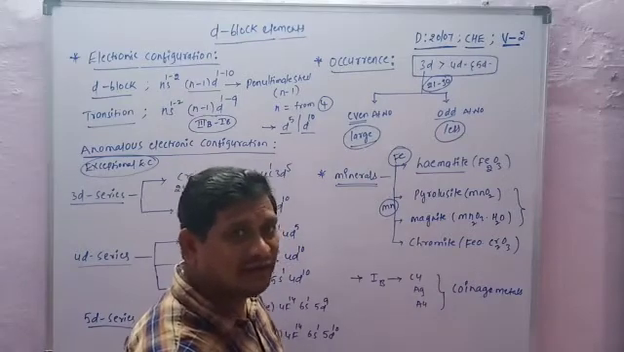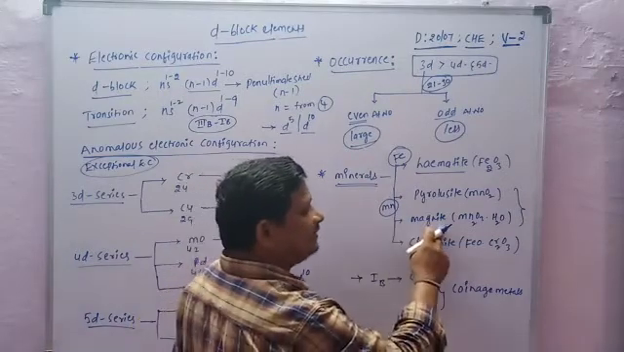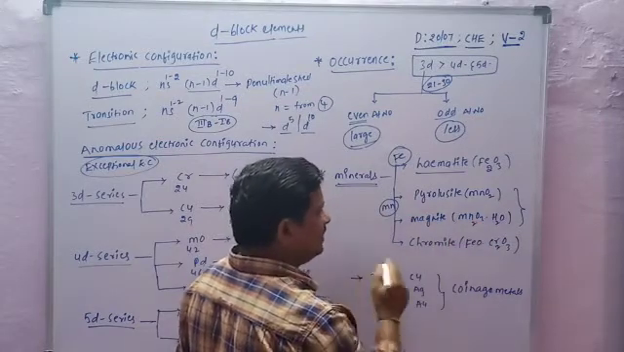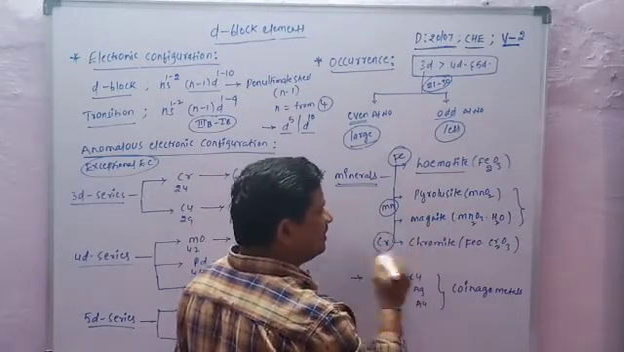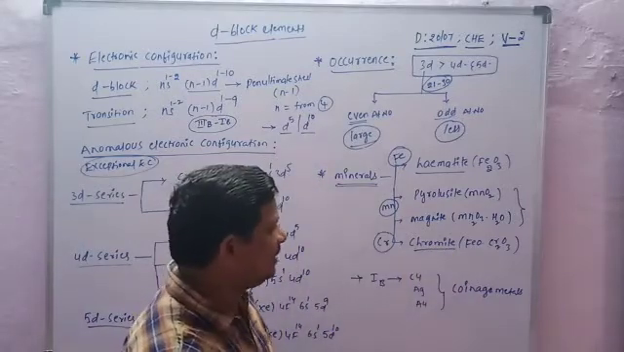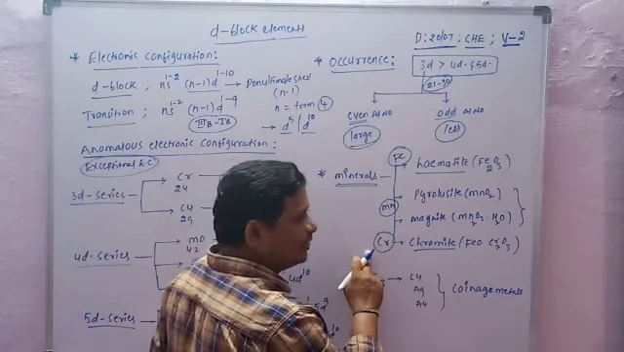Magnetite is the mineral of iron. So its composition is Mn2O3·H2O. Next one, the chromium mineral is chromite. Chromite is the mineral of chromium.